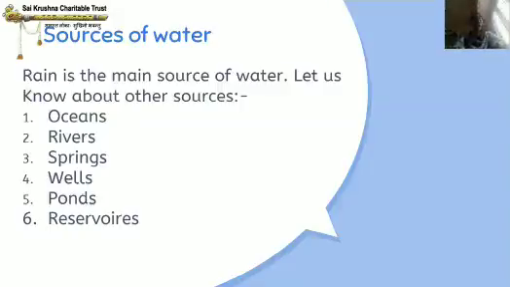There are oceans, rivers, springs, wells, ponds and reservoirs. So the main source of water is rain, and other sources of water are oceans, rivers, springs, wells, ponds and reservoirs. Now we will understand one by one about the sources of water.